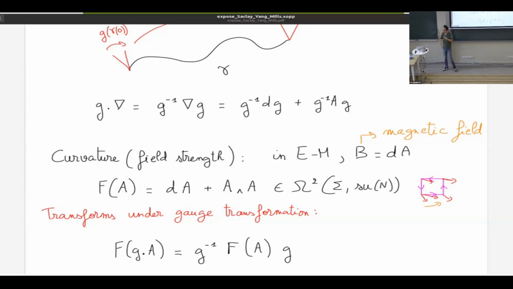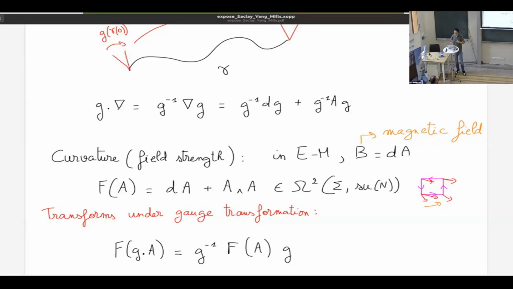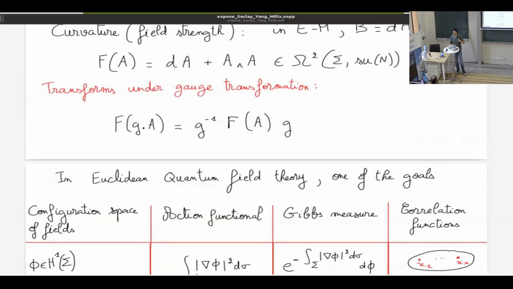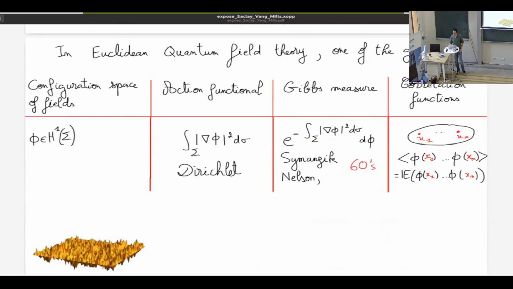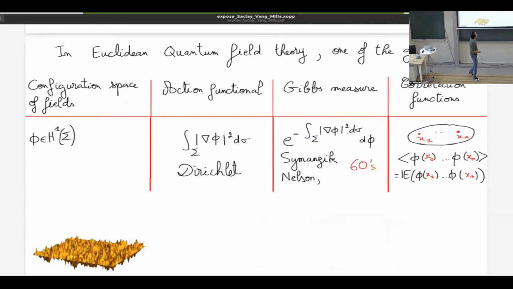That's all you need to know about the main character of gauge theory. This is the connection and its curvature. In Euclidean quantum field theory, one of the goals is to compute certain measures on certain spaces of fields, exactly like in the previous talk by Professor Lenzner. So you are given certain fields. Here I give you an example.